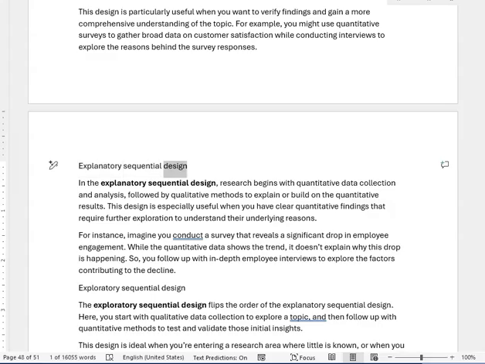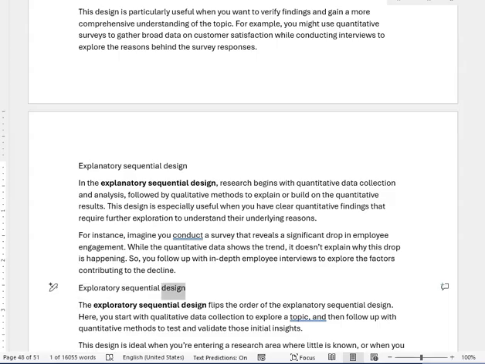Explanatory sequential design. In the explanatory sequential design, research begins with quantitative data collection and analysis, followed by qualitative methods to explain or build on the quantitative results. This design is especially useful when you have clear quantitative findings that require further exploration to understand their underlying reasons. For instance, imagine you conduct a survey that reveals a significant drop in employee engagement. While the quantitative data shows the trend, it doesn't explain why this drop is happening. So, you follow up with in-depth employee interviews to explore the factors contributing to the decline.